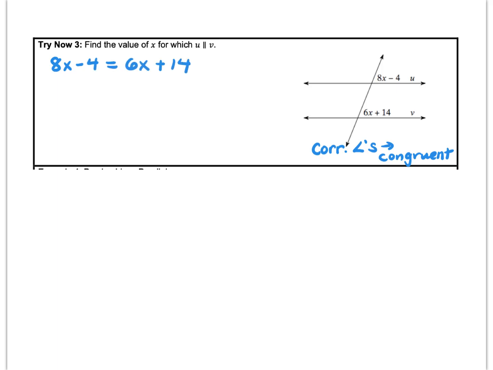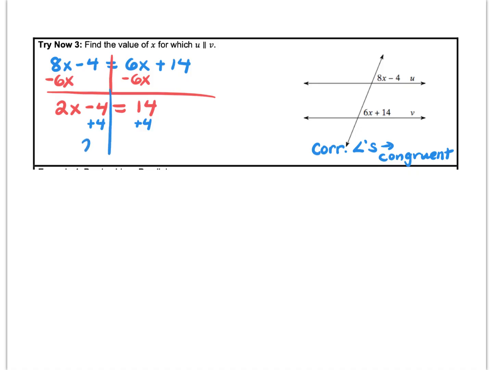And now we can just do our algebra. Let's move all the x's to one side. I'm going to subtract 6x on each side. So we have 2x minus 4 equals 14. And then we can add 4 on each side to get 2x equals 18. Divide by 2. And we get our answer, x equal 9.